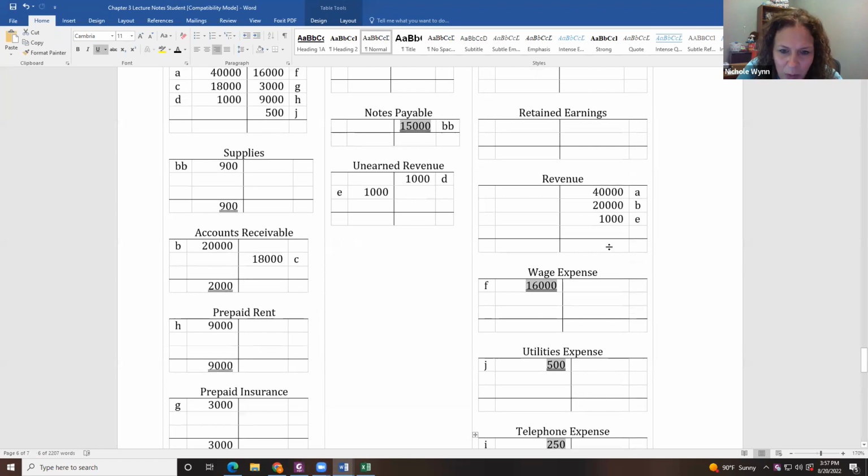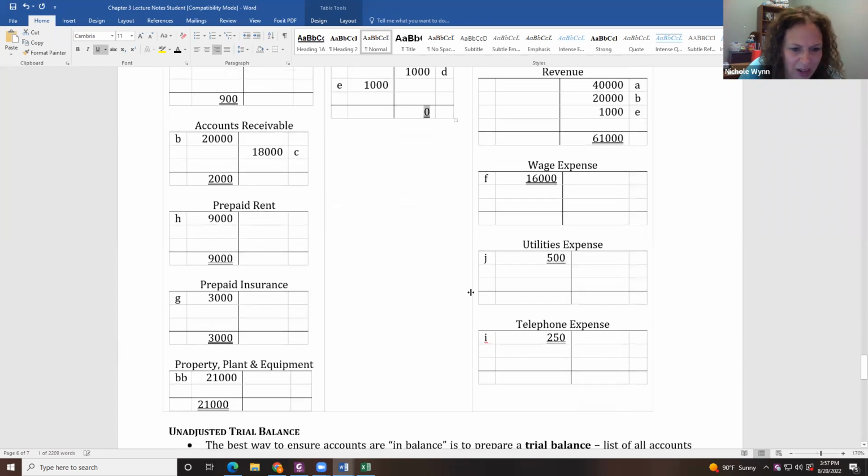I know that there's a line there and that's why I was rewriting them because it made me feel better, but it's fine. Revenue looks like a total of, now when you look at this number, a lot of you are going to write 70 because you're like 40 and 20 and 10. That is not 10, that is 1. So that one is 61,000. If you accidentally write 70, then you won't balance later. This one's balance is 0 because the 1,000 and the 1,000 wipe out.